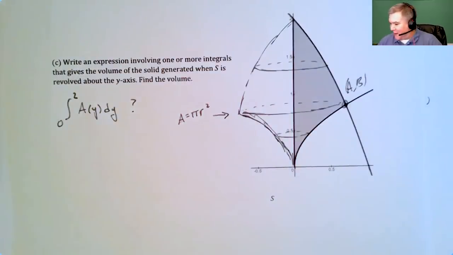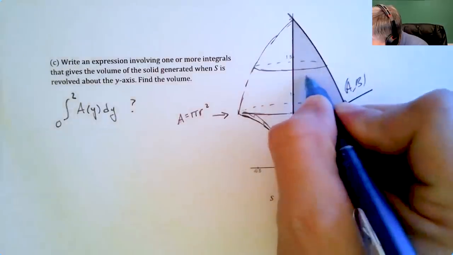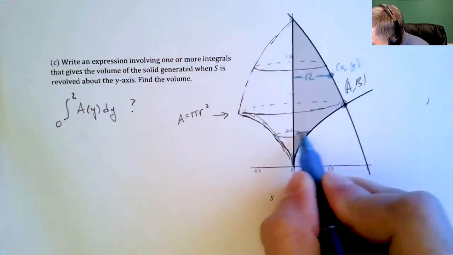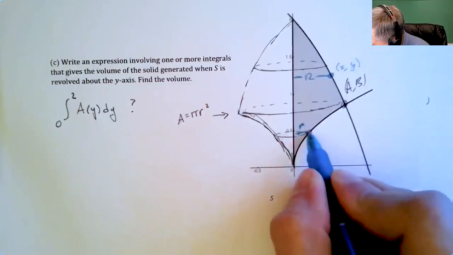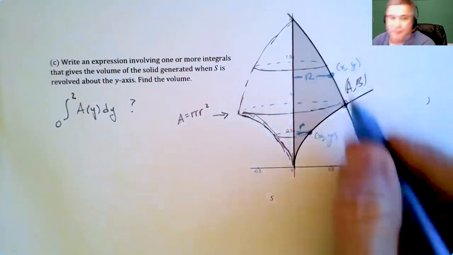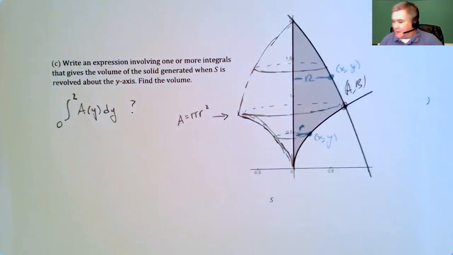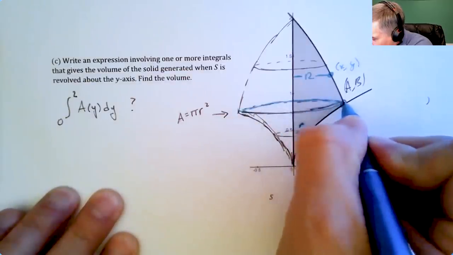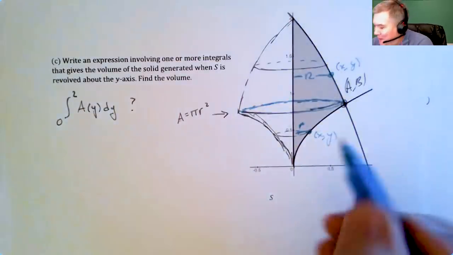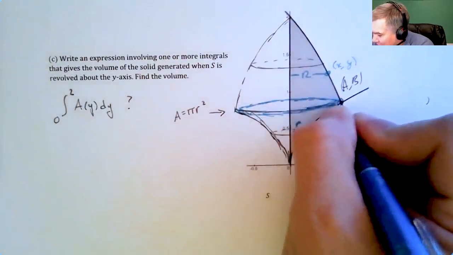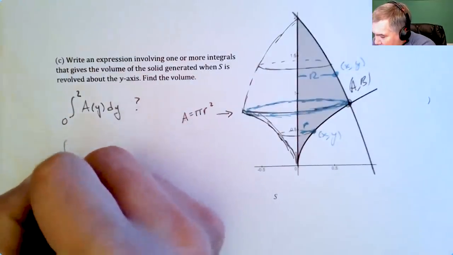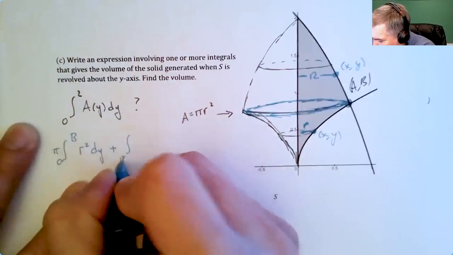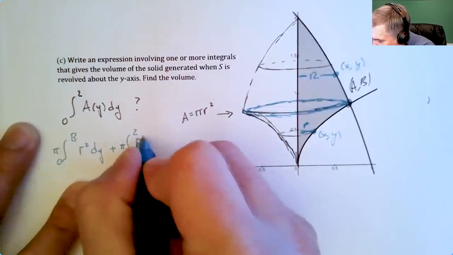And there's something else super special going on in this one. If I start looking at the radius here, it's that distance to that point xy. But this radius, I call it little r, is to xy on a different curve. So not only are we going to have to go from 0 to 2, we're going to have to break this into two parts. This is why that y value is super important. I'm going to have to cut this shape at that height b. So I'm going to do 0 to b pi r squared dy plus b to 2 pi r squared dy.